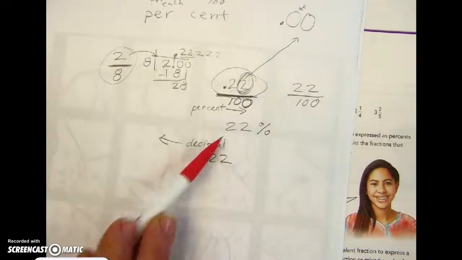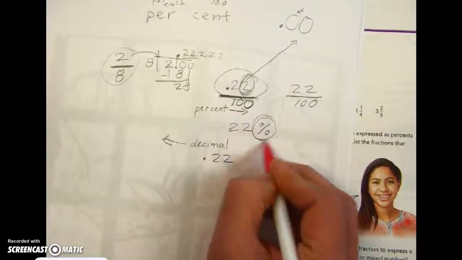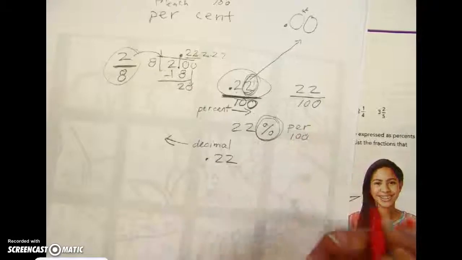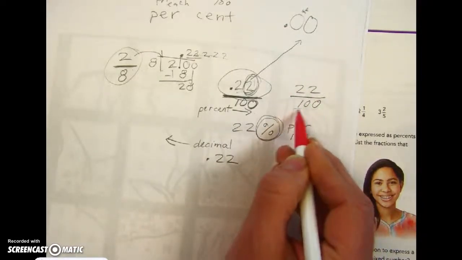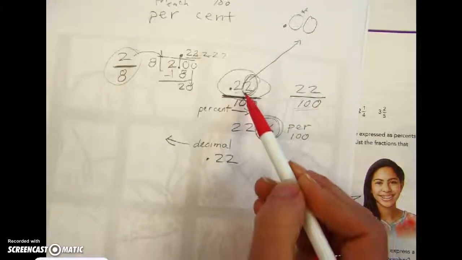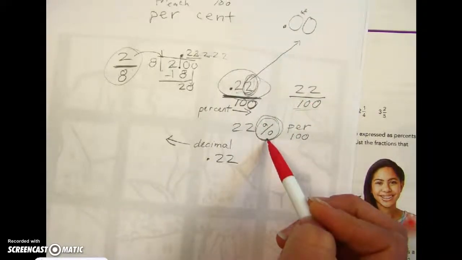Then how could I change that into a percent? Well, because this symbol means per 100, that would just mean, oh, it's already over 100, so it would be 22%. So that is how I would take it from a decimal to a fraction, or a decimal to a percent.